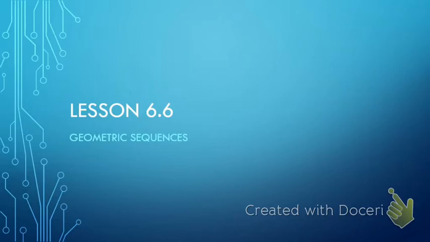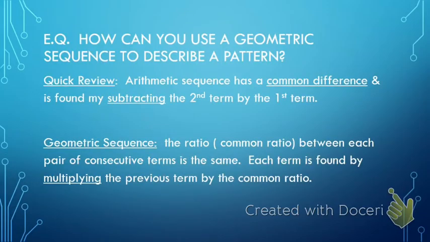All right, so if you look at the essential question for today, it says, how can you use a geometric sequence to describe a pattern? But before we get into any of that, we had a quick review. The arithmetic sequence has a common difference. And you find that common difference by doing what? You take the second term and you do what with the first term? Subtract. So fill in the blank. An arithmetic sequence has a common difference and it's found by subtracting the first term from the second term.